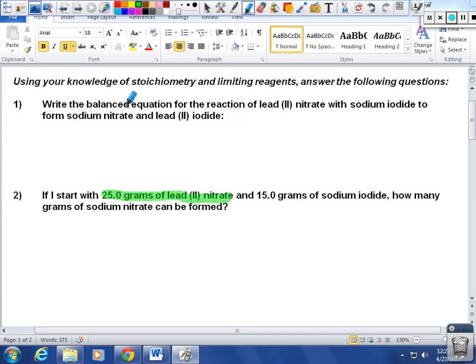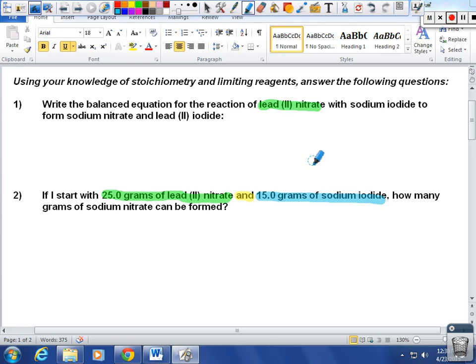Now let's go back up to the top. It says, write the balanced equation for the reaction of lead(II) nitrate. So how much do they give you of that specifically? 25 grams, okay? So they tell you, boom, I've got 25 grams of that. And this is where it gets a little different from what we've done in the past. And is the key word there, and 15 grams of sodium iodide.